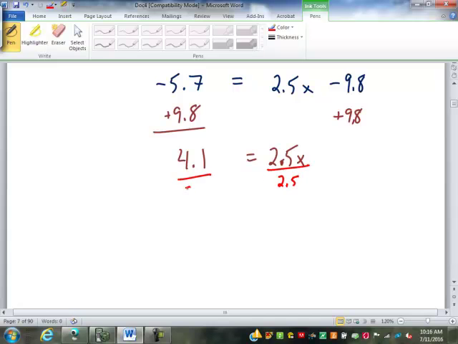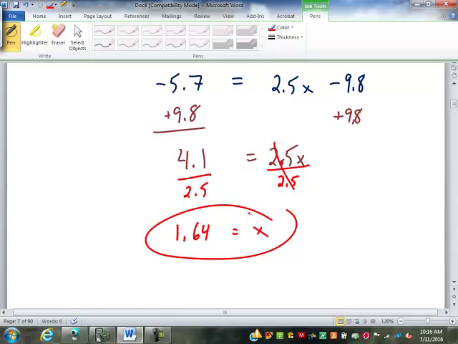Perfect. We're going to divide by 2.5. 4.1 divided by 2.5 is 1.64. Equals x. How many of you had 1.64? Couple? That one was kind of tough. I'll give you that.